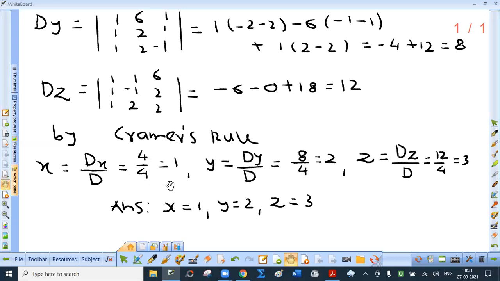X is Dx by D, 1. Y is Dy by D, 2. Z is Dz by D, 3. You have to write the answer separately. Please check the answer. How? Put x equal to 1, y equal to 2, and z equal to 3. See whether all the three equations are satisfied or not.